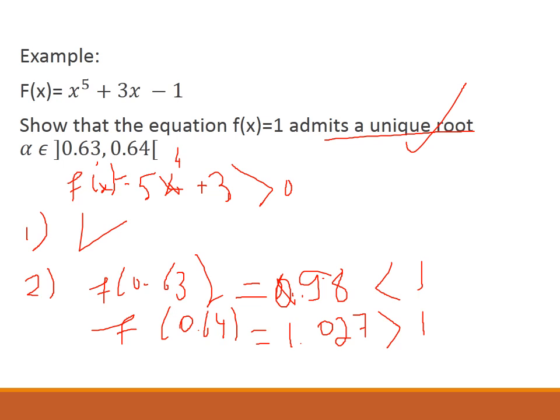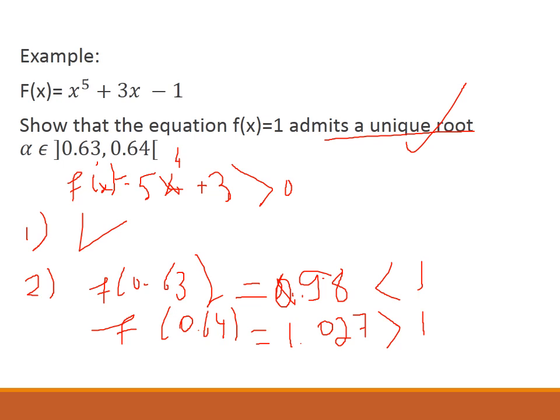Now we're going to calculate f of 0.63, which is 0.98, sorry for the handwriting. 0.98 is less than 1. And we're going to calculate f of 0.64, which is 1.027, which is greater than 1. So one of them should be less than 1 and the other one should be greater than 1. So we can say that f of x equals 1 admits a unique root alpha between 0.63 and 0.64.